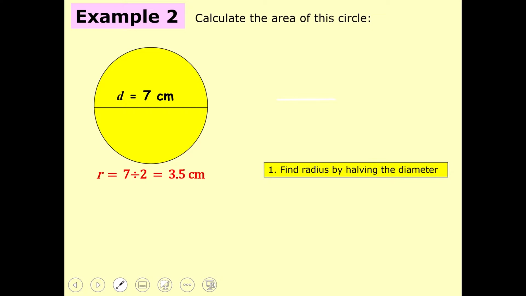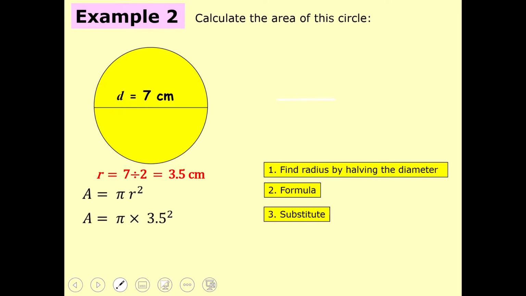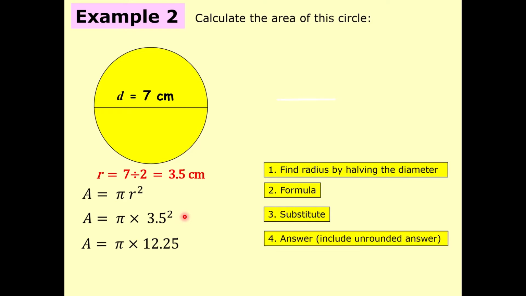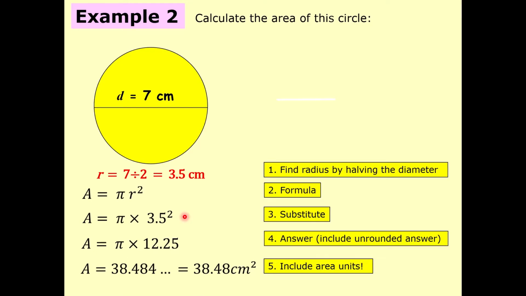And now we have enough information to use our formula, A equals pi r squared, to substitute into our formula, pi times 3.5 squared. You can calculate that 3.5 squared to get 12.25. Or at this stage, you could just write that straight into your calculator, whatever way you prefer. And then we want to write your answer, the unrounded answer. First, must remember to do your unrounded answer. And then let's round it to 2 decimal places, and you must remember your squared units.